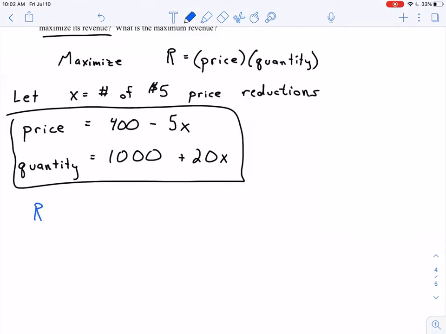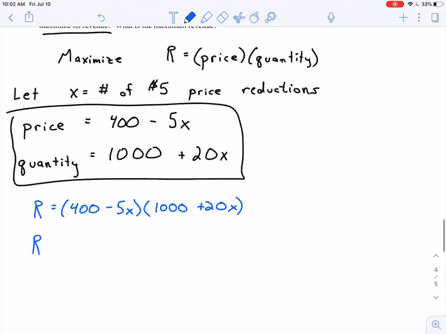So revenue is equal to price. We said that was 400 minus 5x times the quantity here. This is 1,000 plus 20x. So this is the function that I'd like to work with. Let's go ahead and simplify it before we start doing calculus stuff with it.